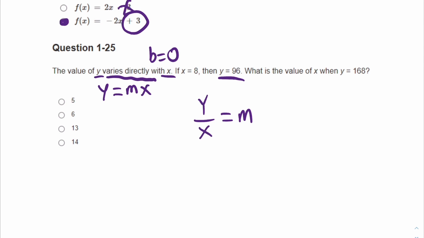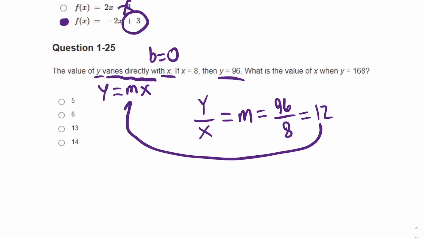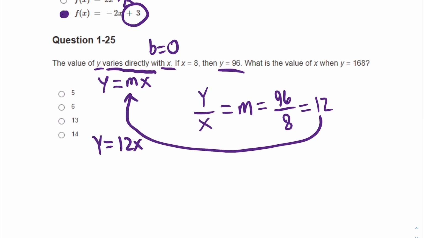In direct variation, the slope is super easy to get. You just take the y and divide by x. That's only because we know that the y-intercept is 0. And this is something that you've learned since back in the 7th grade, before COVID. 96 divided by 8 is 12. So if I take this number 12 and I put it for the slope, y equals 12x.